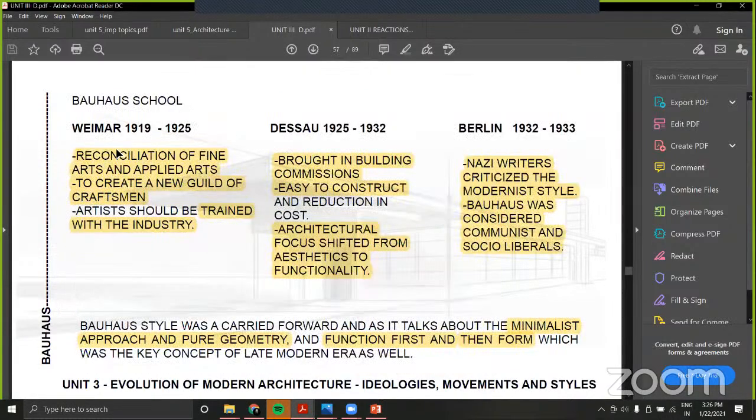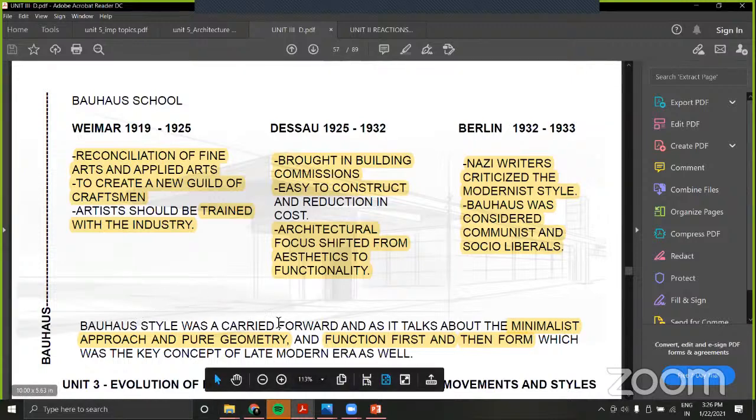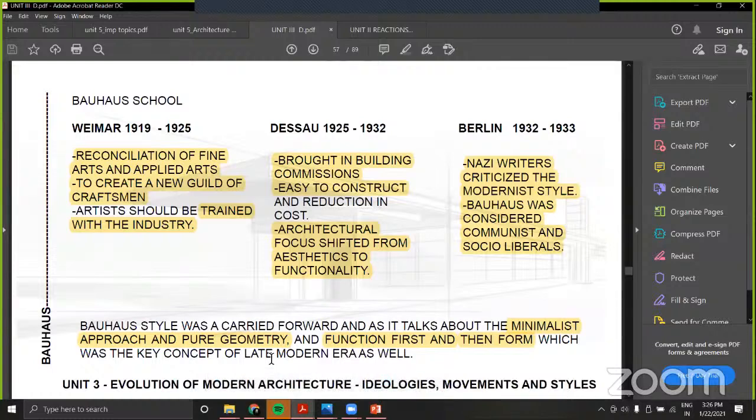So the Bauhaus School, as I told, was started in three periods: Weimar from 1919 to 1925, Dessau from 1925 to 1932, and Berlin from 1932 to 1933. The Bauhaus style was carried forward with a minimalistic approach and pure geometry, and function first and then form, which was the key concept of this late modern era as well. In the previous constructivism, they said form follows function, but in the Bauhaus style, they changed it to first function and then form. That's how the Bauhaus style started.